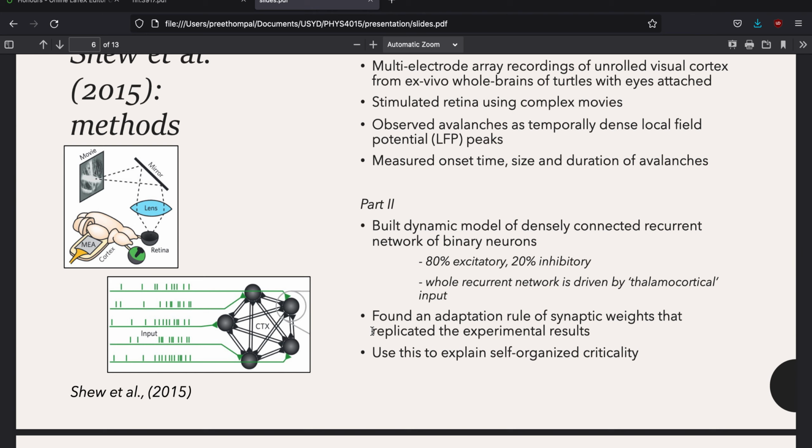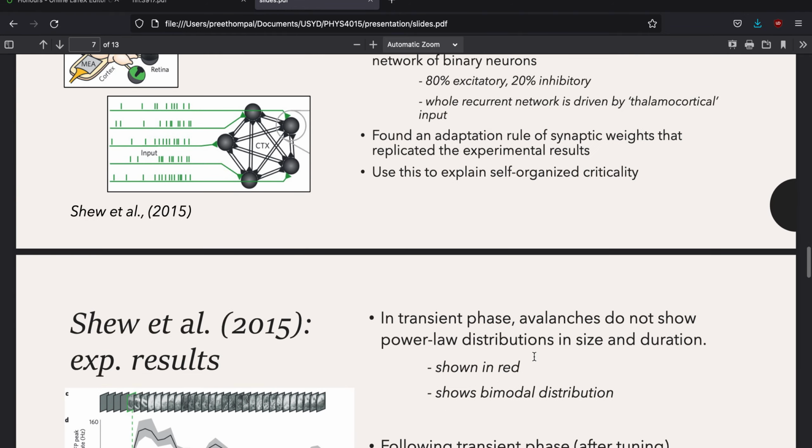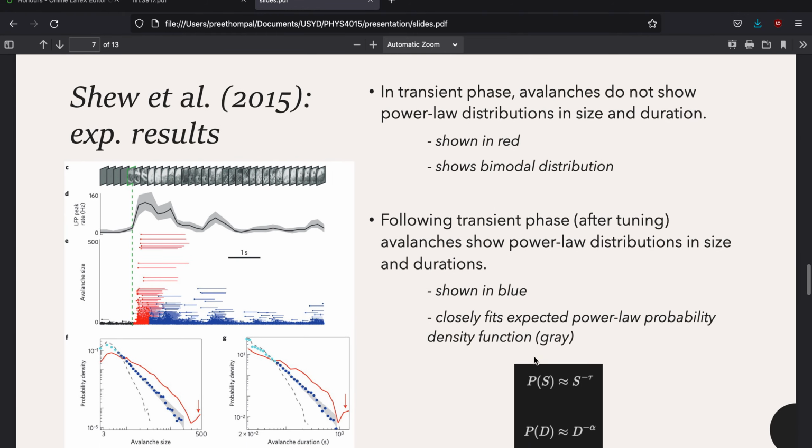Now, they find a way to update the synaptic weights inside this model so that the experimental results are replicated. But we'll talk about that soon. And then they use this model to explain self-organized criticality. All right, so the results.